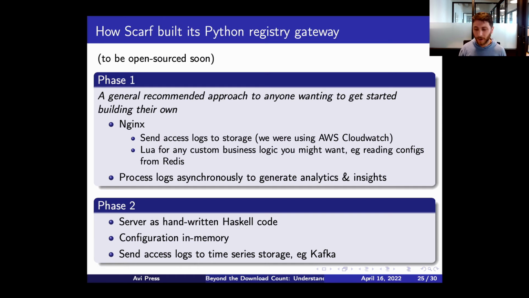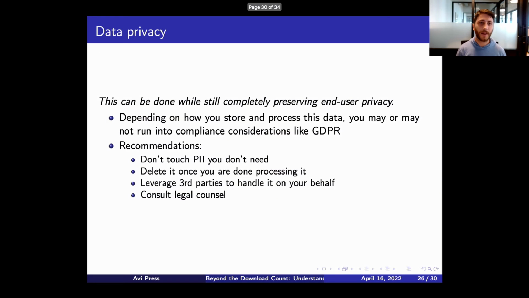As the gateway got more and more complicated, for instance, handling things like Python's registry rewriting, we are moving this code to be done more in some handwritten high-performant Haskell code, in-memory configuration, and sending access logs to time series storage, Kafka, these kinds of things. Because we're in the middle of this move, the code is not yet open source, but it will be very soon. But this is a free thing for any Python maintainer to use.